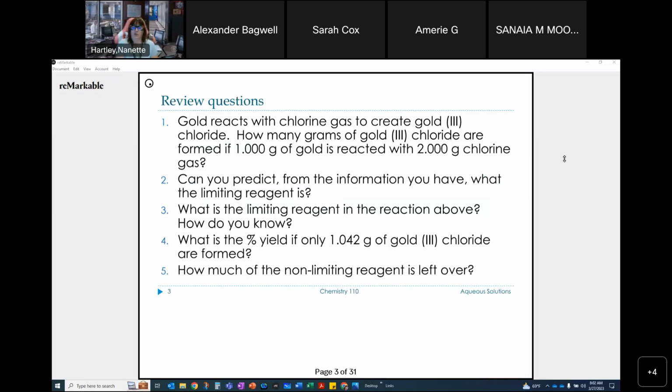But a little bit of review. Gold reacts with chlorine gas to create gold-3 chloride. How many grams of gold-3 chloride are formed if 1 gram of gold is reacted with 2 grams of chlorine gas? Okay, let's start at the beginning.